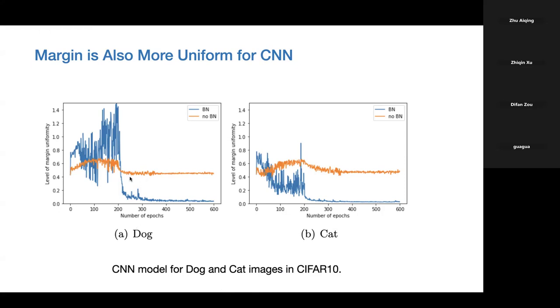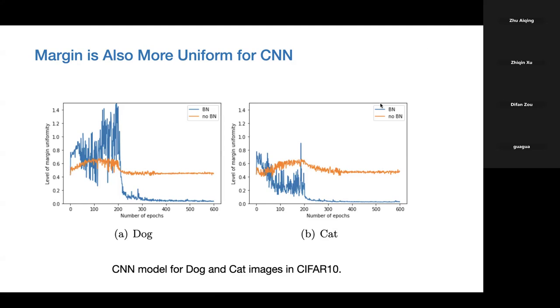So for dog, the blue line is strictly smaller than the orange line, and this is also the case for cat. Which means that if we consider the representation output by a single model, with batch normalization it will always become more uniform compared to the model without batch normalization. Okay, so this is just the first part of my talk.